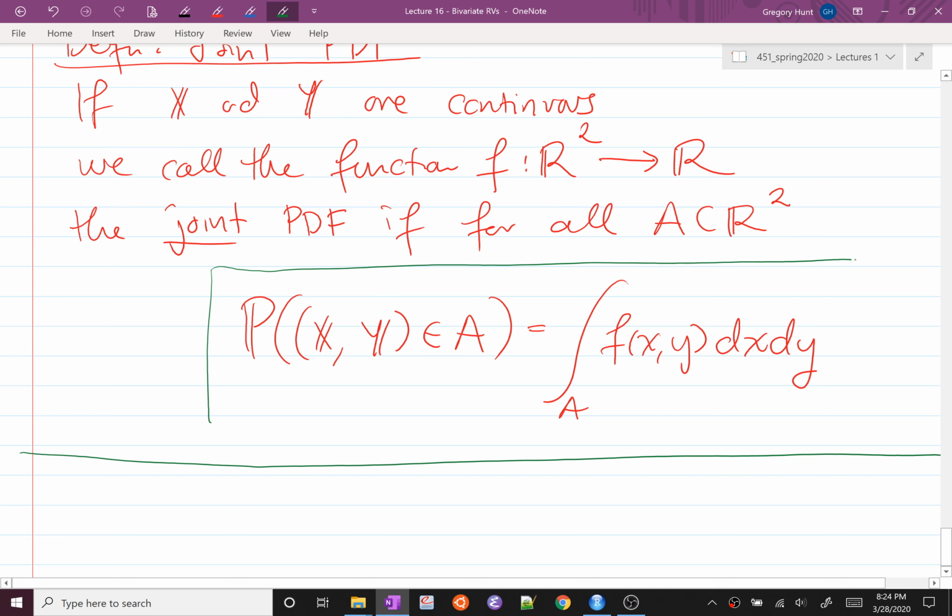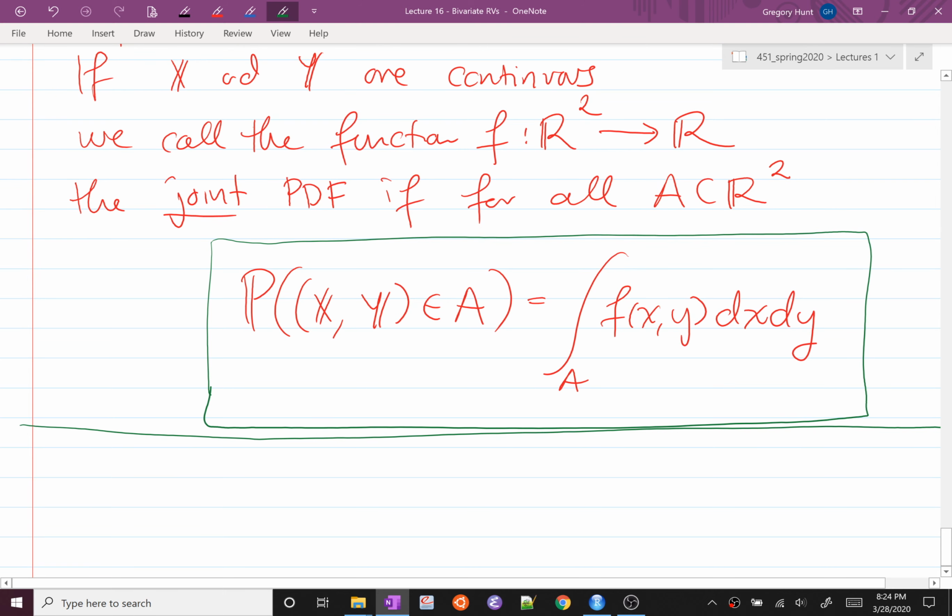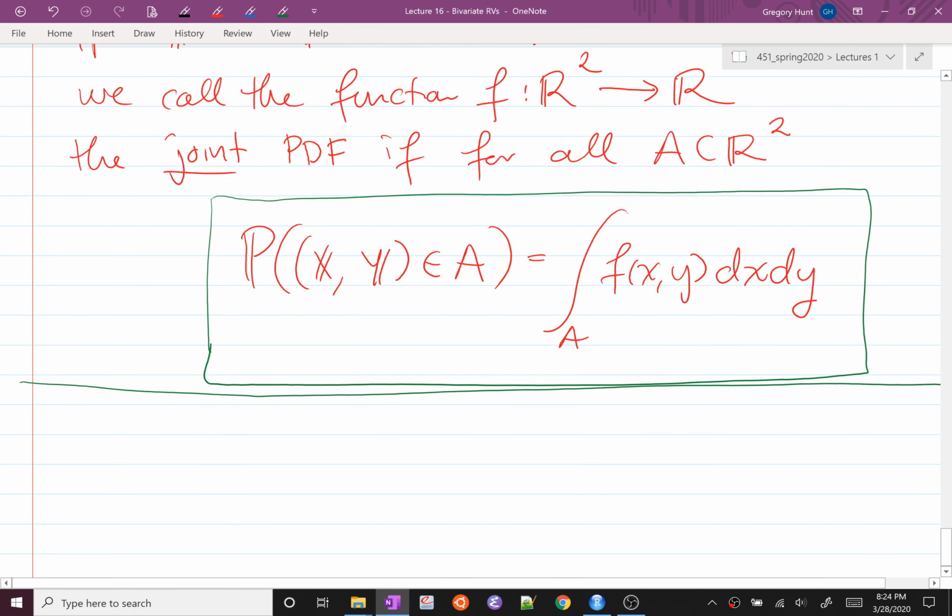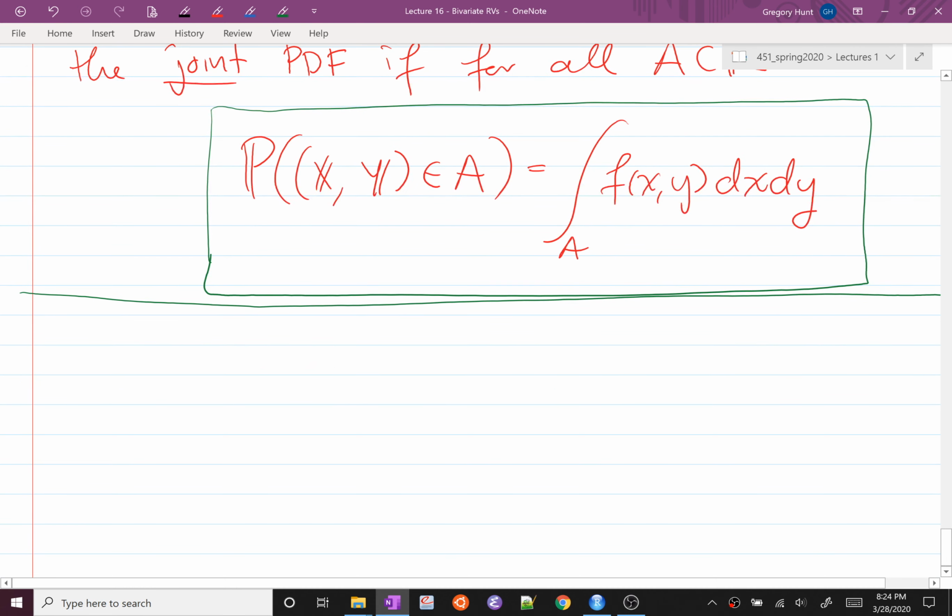It says that my joint PDF is going to allow me to say, if I want the probability that my (x, y) is in some subset of the plane, R2, all I have to do is integrate that joint PDF over that set A. And I integrate with respect to x and y, and this is exactly what we had in the univariate case, except we just had f of x, and we integrated with respect to x, and A was a subset of just the real line, but now everything's two-dimensional. So it's actually pretty straightforwardly analogous to the univariate case.